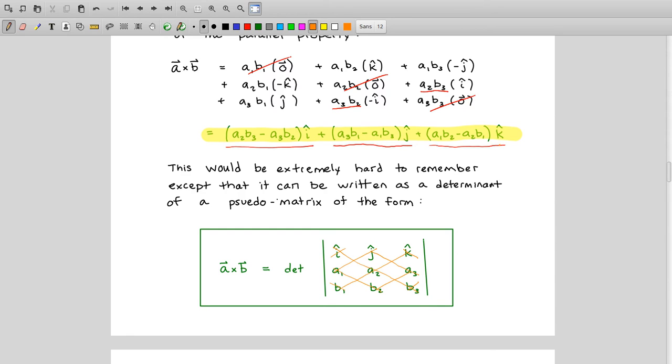You get this. You do have to be a little careful in certain kinds of coordinate systems. This result no longer holds, and you have to write down the long form. But it certainly makes it much easier to remember in Cartesian coordinates, so it's worth remembering that.